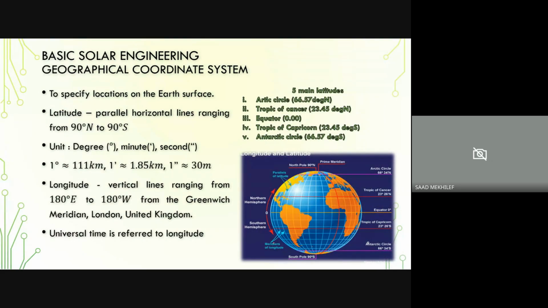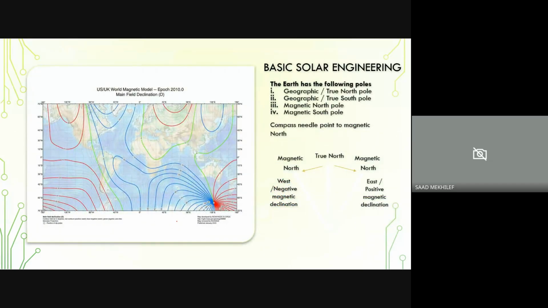If you look into this, you can see how the Earth is located in different zones, and the calculations: how we convert degrees to kilometers, minutes to kilometers, and seconds to meters. The equator is usually referred to as 0. The Tropic of Cancer is 23 degrees north. The Arctic Circle is around 66.57 north, and the south is the same.